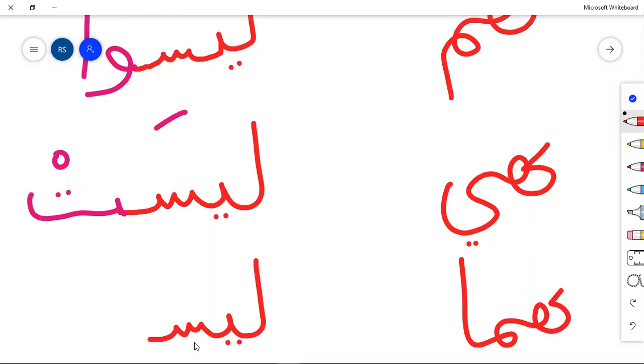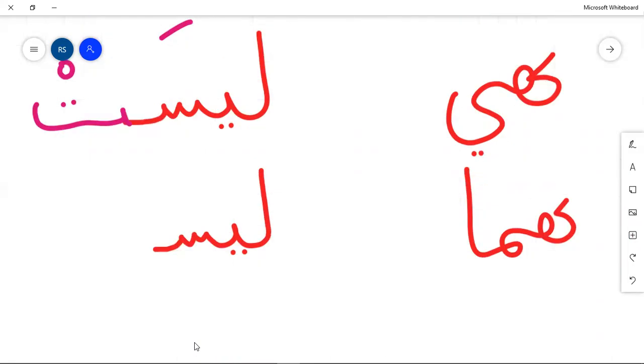Laysata or Laysa, which one? Laysata. So Mrs. Wana, you are saying Laysa and Rahma is saying Laysata. What are others saying about this? I thought Musanna is same. But in this case, we will say Laysata. Okay.